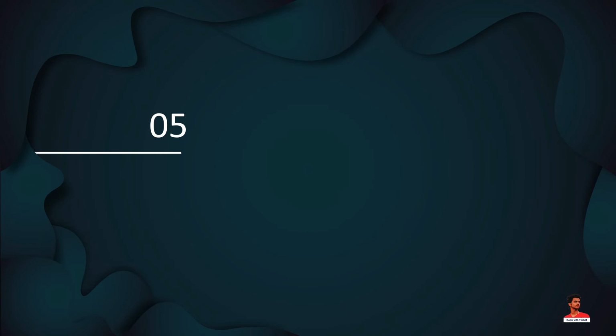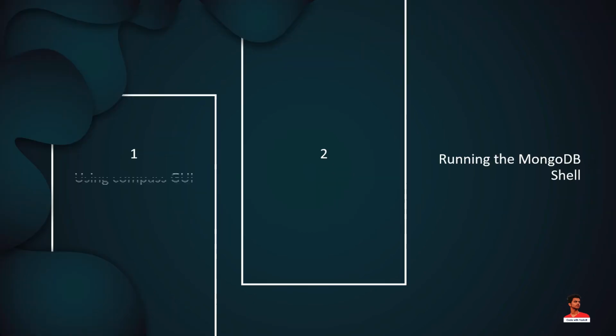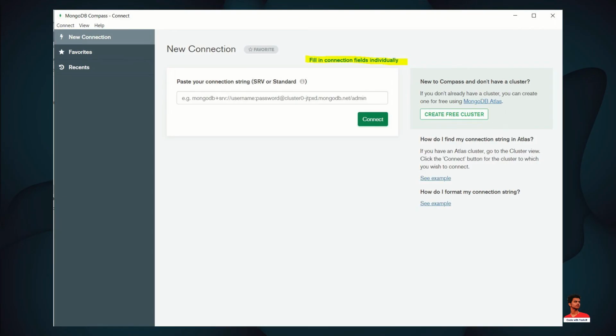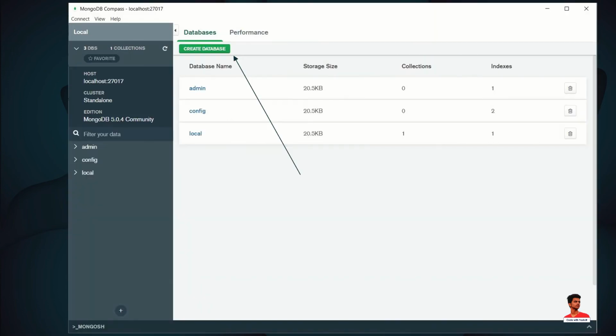There are two ways for running the MongoDB shell: using Compass GUI, and using command prompt. Let us see using Compass GUI. When you open MongoDB Compass, click here for filling fields. Then click here on Connect when the pop-up window arrives. Here it is the default port for everyone. After that, click here to create database.